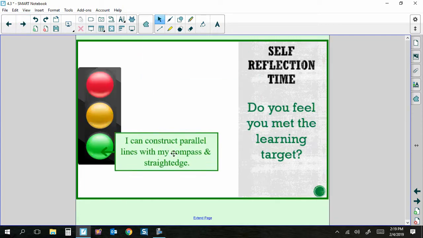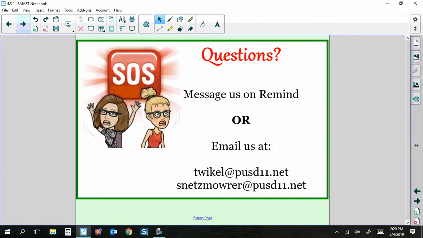Really, again, if you think about it, all we did was copy corresponding angles to create the parallel line. So things were in a little bit of a different place. You had more of an angle more than just one angle. However, the construction of this lesson is exactly the same as copying an angle was in lesson 4.2. So as always, if you have any questions, please reach out to us through Remind or email us at the emails you can see on your screen. Hopefully you feel confident about constructing parallel lines.